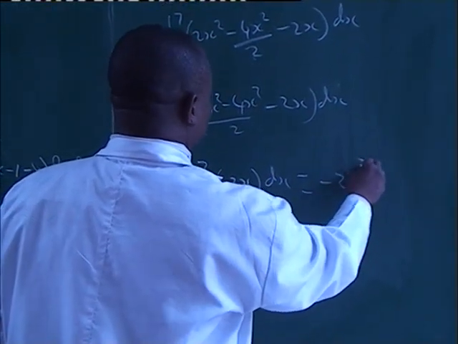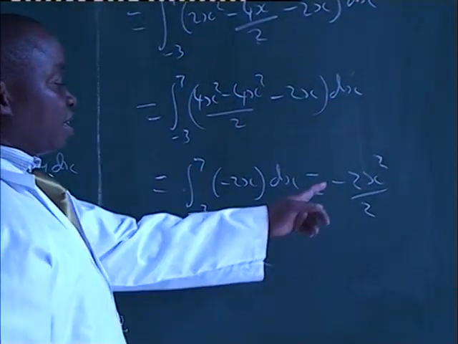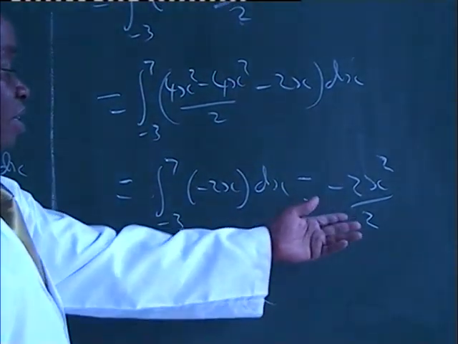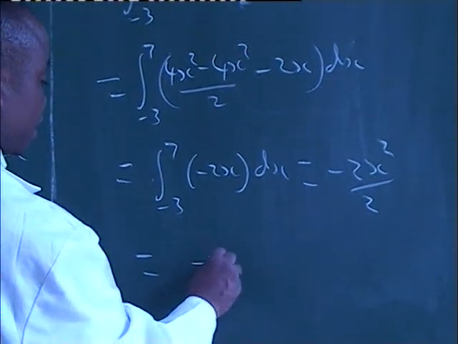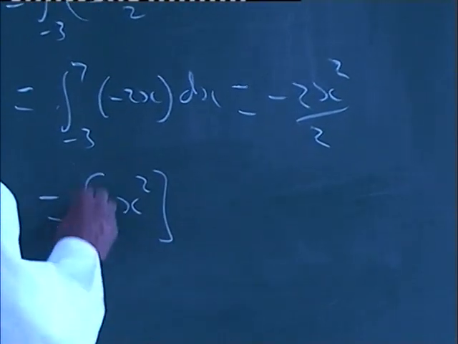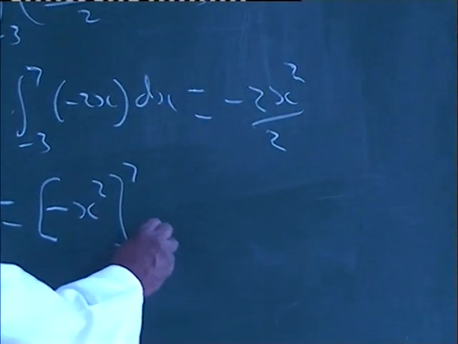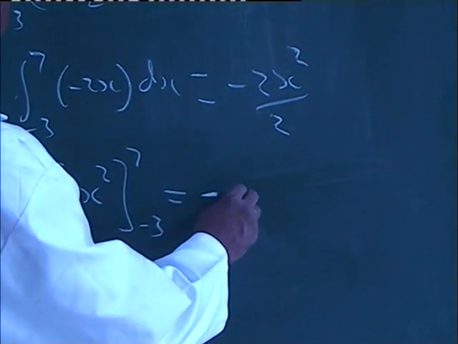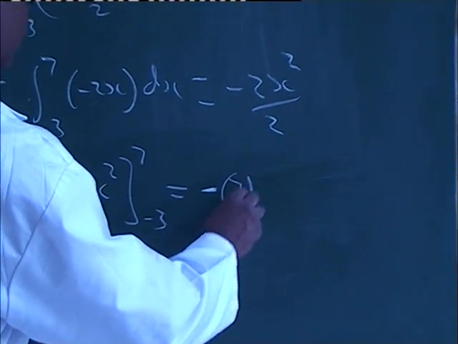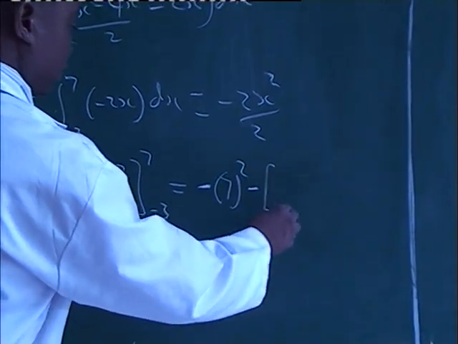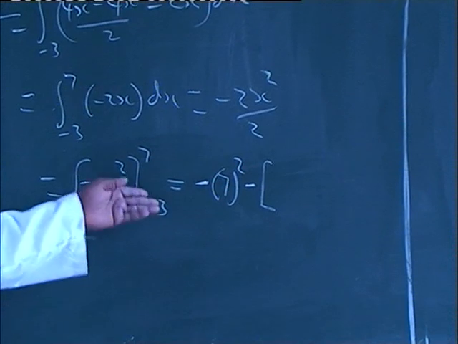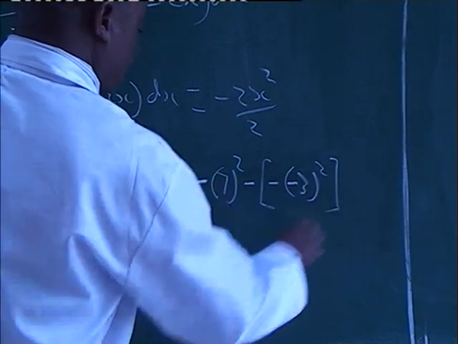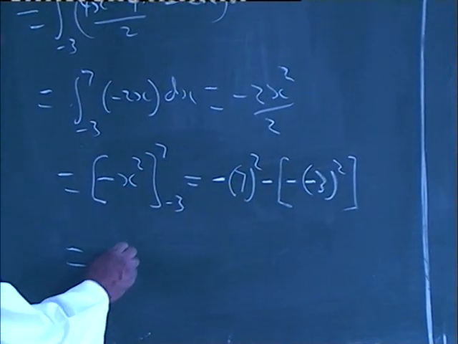We like to put that over 2 because this side also cancels. So we have this over 2, so they will cancel themselves, and what remains is minus x squared. Then if we put the limit from 7 to minus 3, we will have minus 7 squared minus, for the lower, minus 3 squared, and that will give us minus 49.